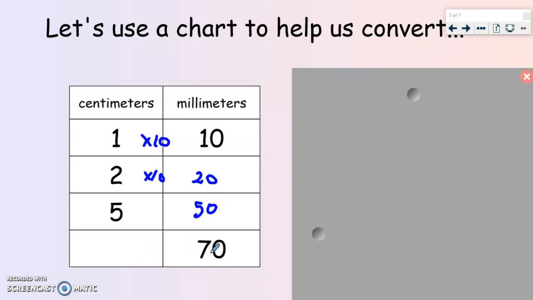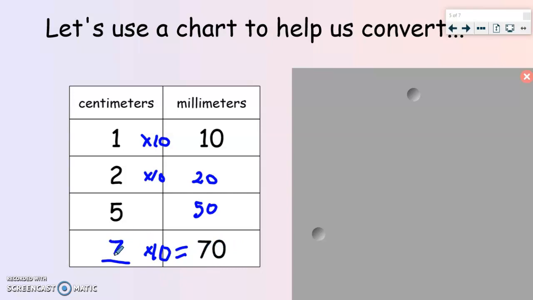Now this one I set up as kind of a little tricky. It's actually a chance for us to use our algebraic thinking because we know the answer is 70 and we know the rule is to multiply by 10. So then you can think of it as an algebraic thinking problem, right? So you would think, what times 10 would equal 70?